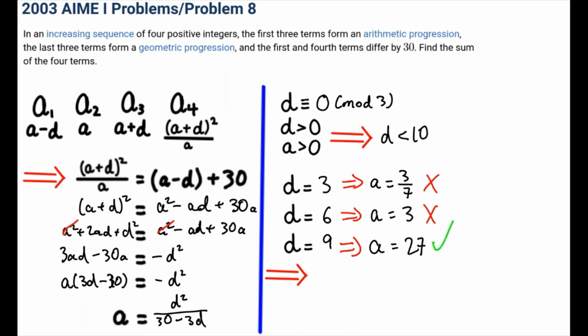So now let's plug that into this over here, because we want to find the sum of the 4 terms. So that means that these terms are as follows. a1 is equal to 18, a2 is equal to 27, a3 is 36, and a4 is 48. Now by adding these all together, we're going to get our answer, 129. And there you go. That's our answer. That's how you do the problem.